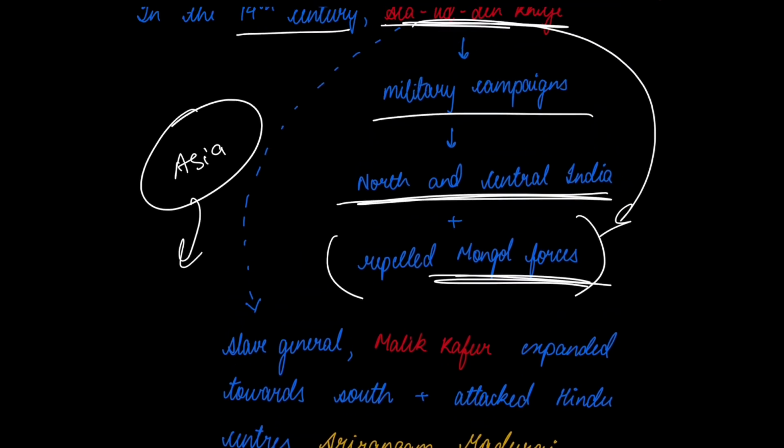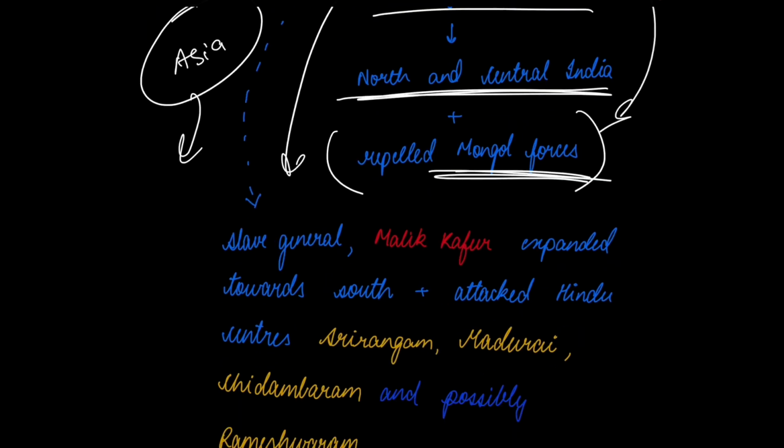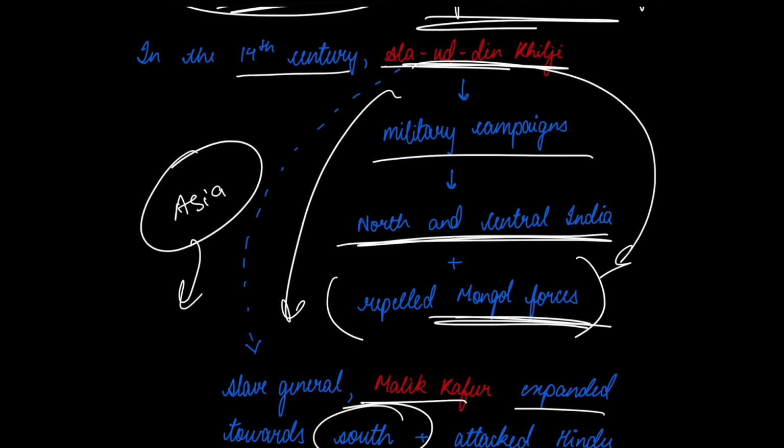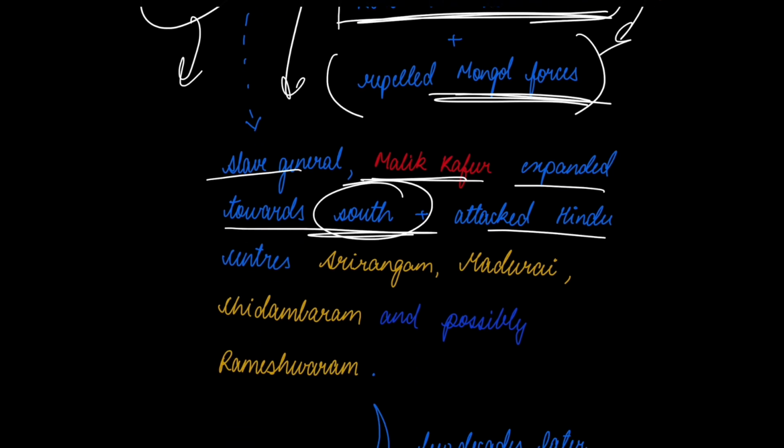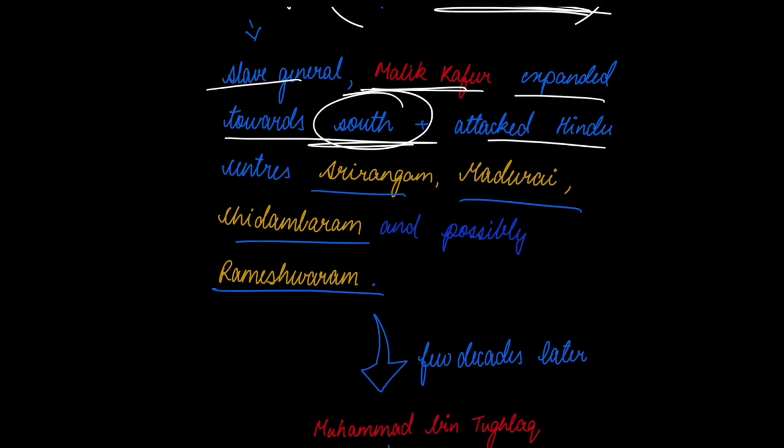And then came his slave general Malik Kafur, who expanded towards the south. So Alauddin Khilji expanded in north and central India, and his slave general Malik Kafur expanded towards the south and also attacked Hindu centers: Sri Rangam, Madurai, Chidambaram and possibly Rameshwaram as well. You can remember these names.